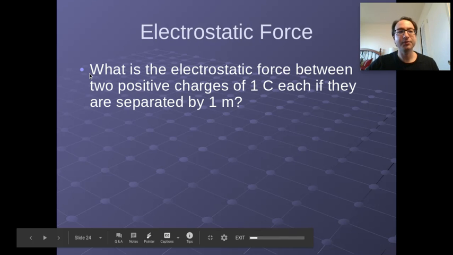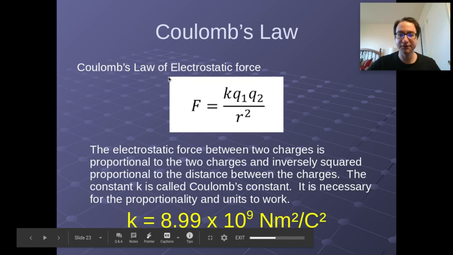I want you guys to think about what would be the amount of force if we had two positive charges of 1 coulomb each, if they're 1 meter apart. So I'm making the numbers all one to make it easy. You got 1 coulomb over here, 1 coulomb over here, 1 meter apart. How much force is acting between them? Well, just go back to the equation if you need to.